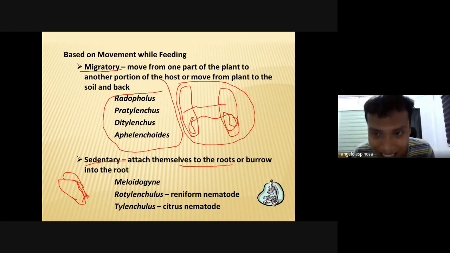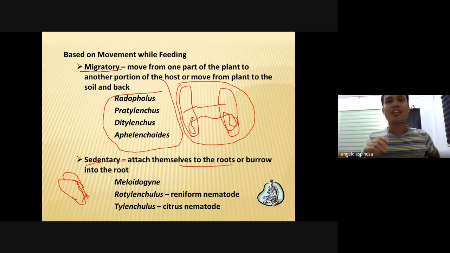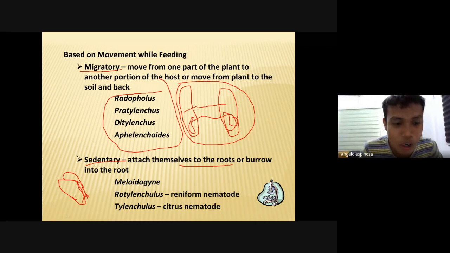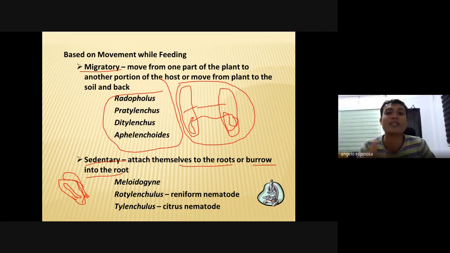Okay? Because it is on the outside. When you say sedentary endoparasites, it means the nematode burrows. Oh, that's the word burrow here. Burrow into the root. Meaning the nematode is really inside or living inside the roots until the roots die. And that is sedentary endoparasites.